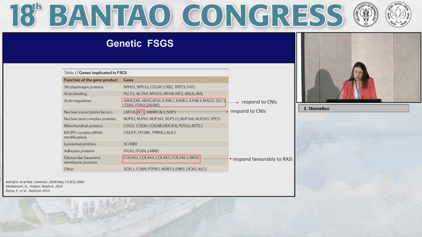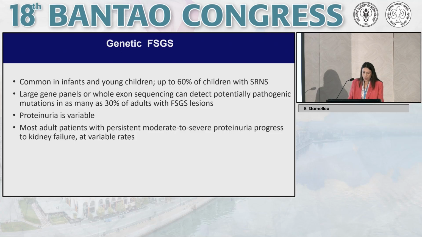And finally, we also have genetic FSGS, which may ensue from mutations in genes that encode podocyte proteins involved in the slit diaphragm, actin regulation, nuclear pore complexes, adhesion proteins, and the glomerular basement membrane. It's very common for pediatricians in infants and young children. It's found in up to 60% of children with steroid-resistant nephrotic syndrome.